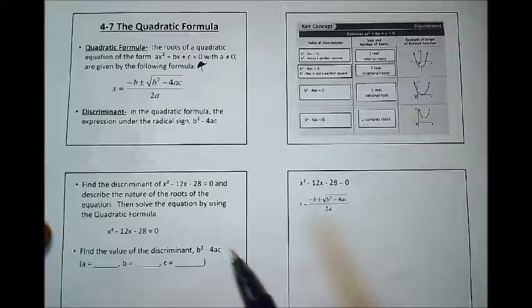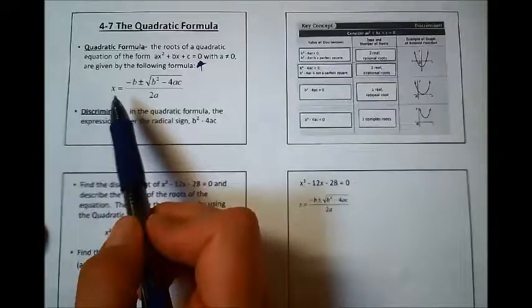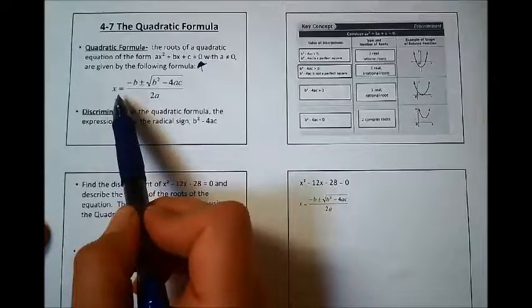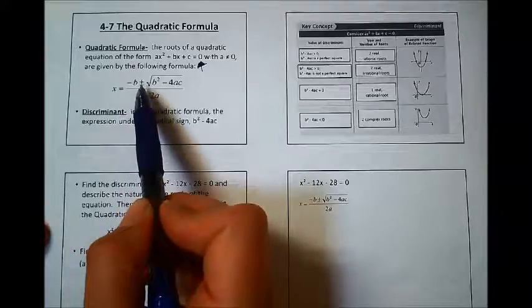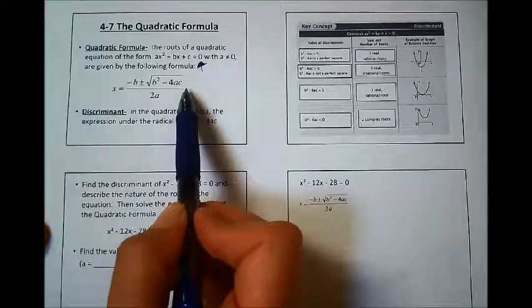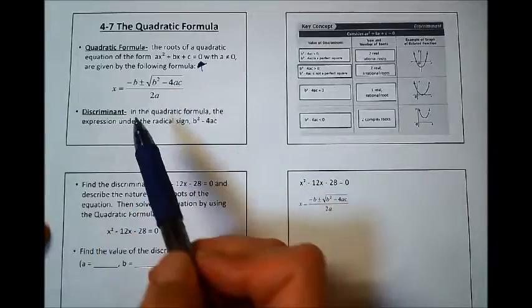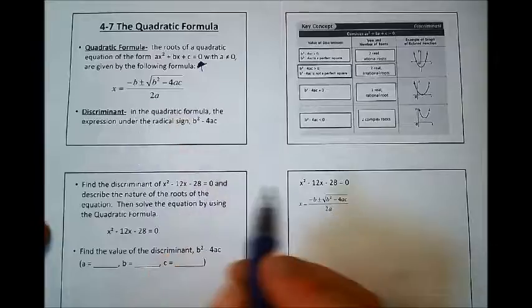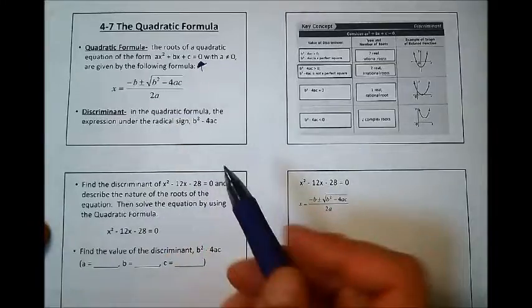So the quadratic formula is x equals negative b plus or minus the square root of b squared minus 4ac all over 2a. And there you go. That would be the singing part of the video.